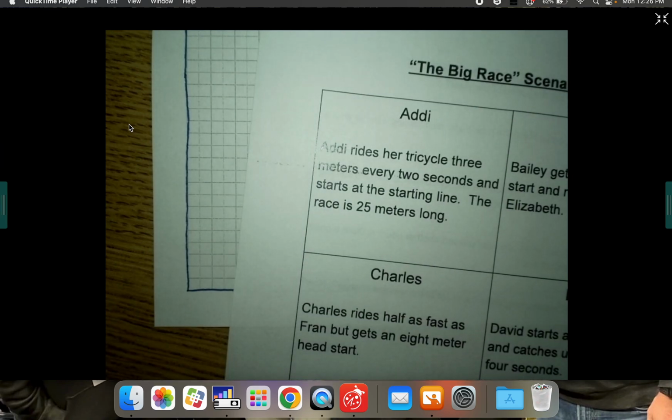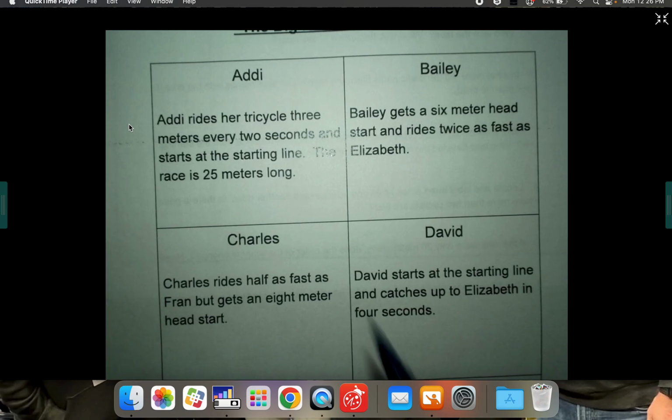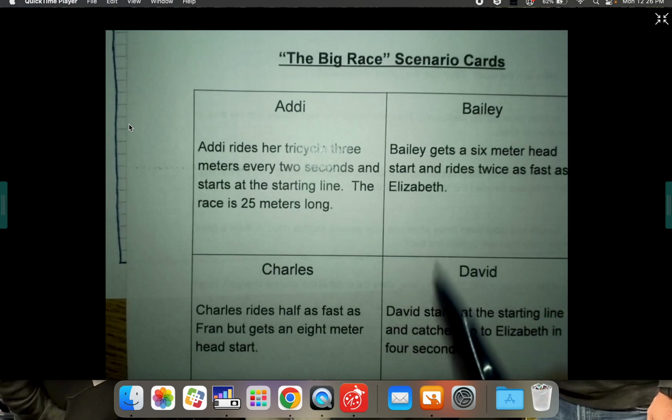Okay, we are using the big race scenario cards. Let me really quickly explain what the big race is. The big race is six kids in a tricycle race. So we're going to see who wins, who comes in first, second, third, all of that. And all the information we have is on these scenario cards.